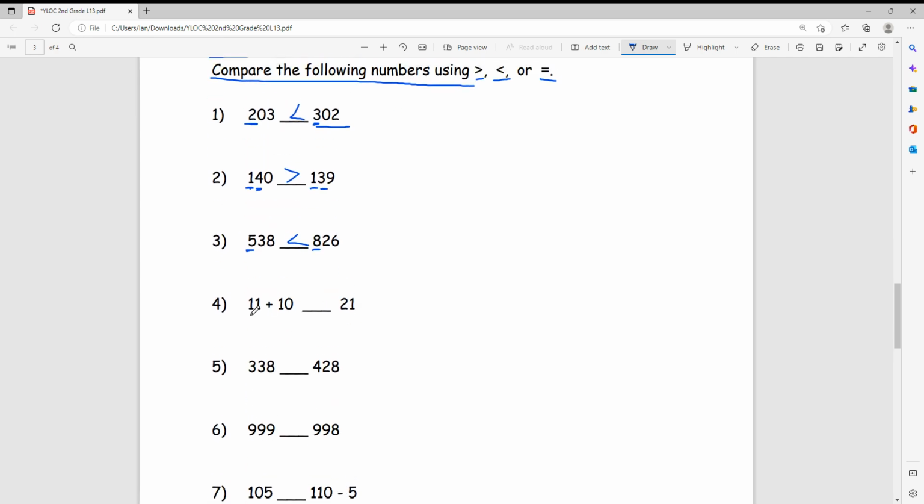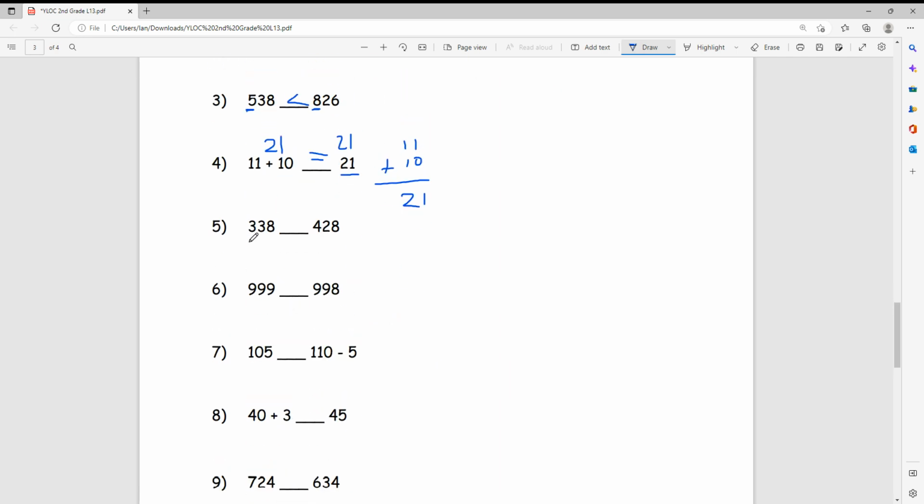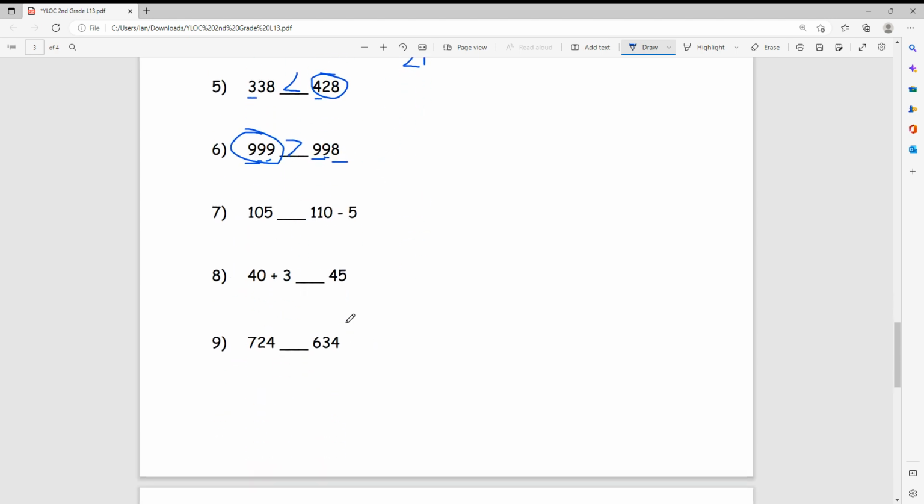This one is 11 plus 10, which is 21. If we do 11 plus 10, 1 plus 0 is 1, and then 1 plus 1 is 2, so this one is 21. It's just asking 21, something 21, and they are equal. Next one, we look at the hundreds first, and this one is bigger, so we write this sign. We look at the hundreds here, both the same. We look at the tens, both the same. We look at the ones, this one is slightly higher, so we're going to do this sign.